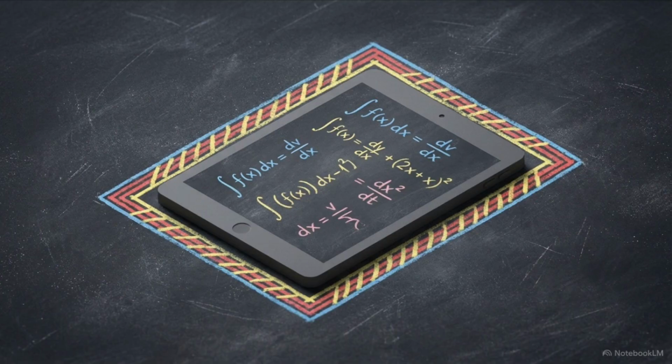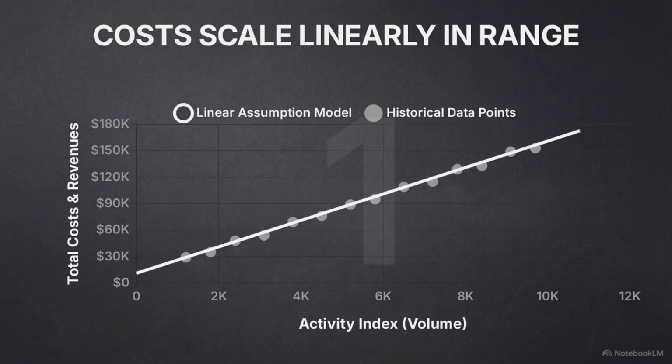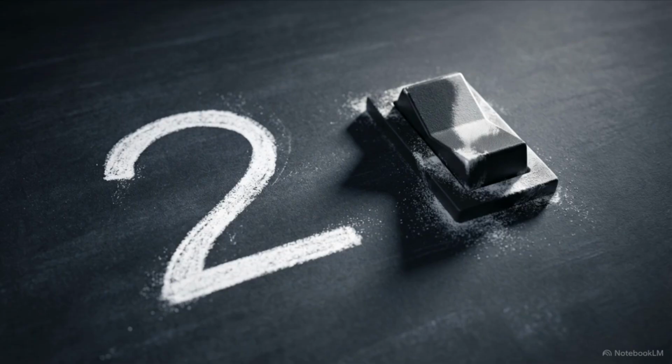The mathematical elegance of CVP relies entirely on operating within strict boundary conditions. There are 5 core assumptions required for the model to work. Assumption 1. The behavior of both costs and revenues is perfectly linear. This linearity is only assumed to hold true throughout a specific relevant range of the activity index, meaning the company's normal expected operating capacity. Assumption 2. Every single cost can be classified accurately as either strictly variable or strictly fixed. There is no gray area.